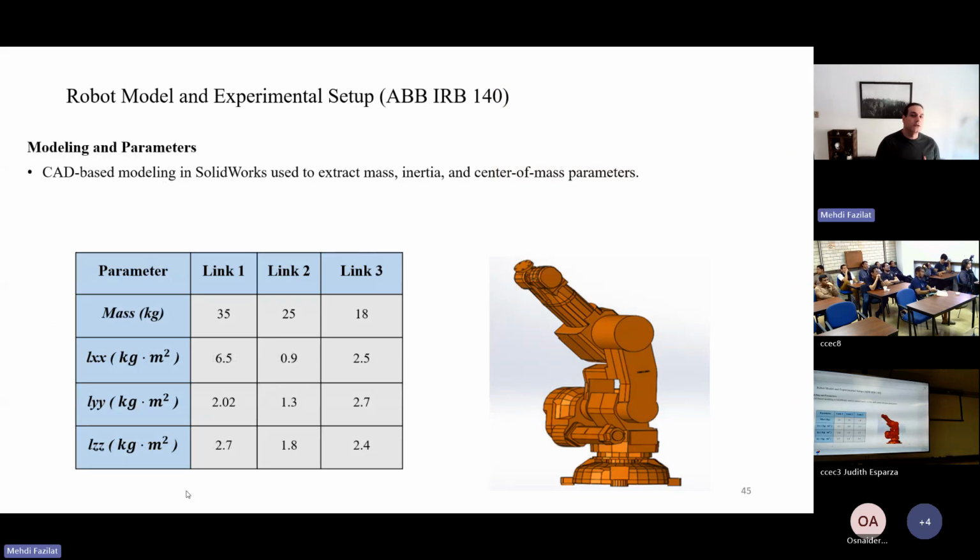You can see in the table the inertia and the center of mass extracted, generated by SolidWorks. Honestly, it's not the same as the real data in the real robot, but we tried to use the real geometry for accurate parameter identification to ensure the controller executes its task very precisely.